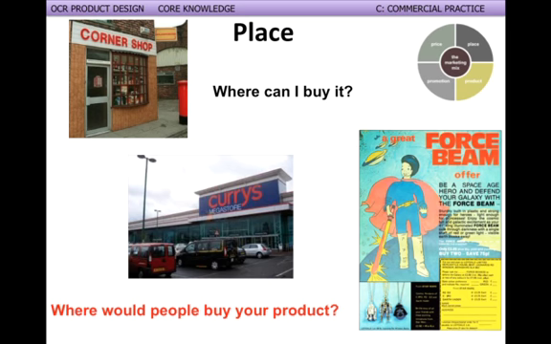Thirdly is the place. Where are people going to be able to get hold of this product? Is it going to be in a local shop? Is it going to be in a larger store, something that you might have to drive out to? It might be in a shopping mall. It might be in an industrial park. It might be mail order. It might be internet based. So think very carefully about where people are going to actually go to buy your product.